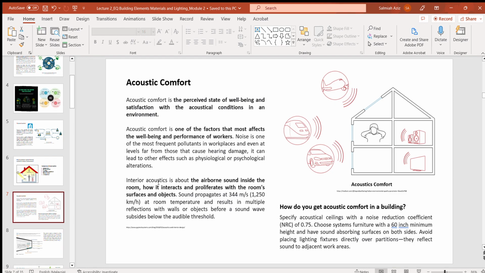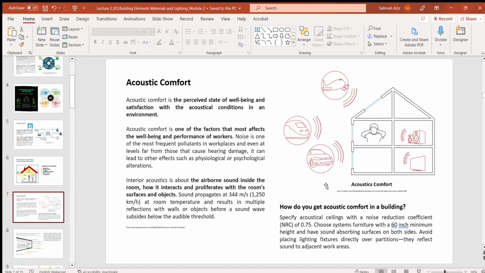Okay, interior acoustics is about the airborne sound inside the room, how it interacts and proliferates with the room's surfaces and objects. Sound propagates at 344 m/s, 1250 km per hour at room temperature, and results in multiple reflections with walls or objects before a sound wave subsides below the audible threshold.